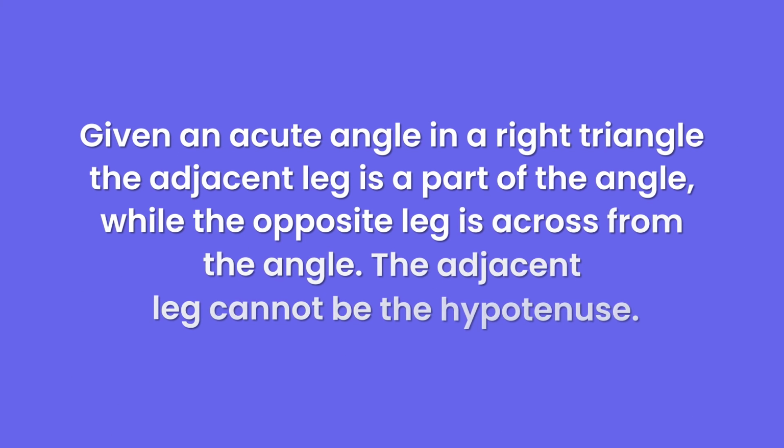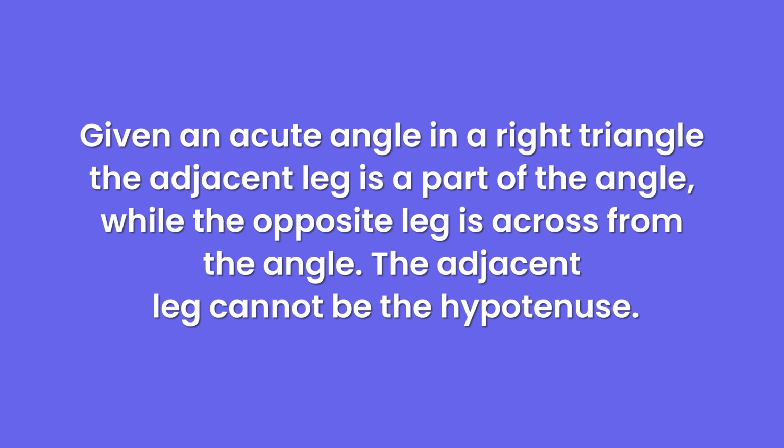Given an acute angle in a right triangle, the adjacent leg is a part of the angle, while the opposite leg is across from the angle. The adjacent leg cannot be the hypotenuse.